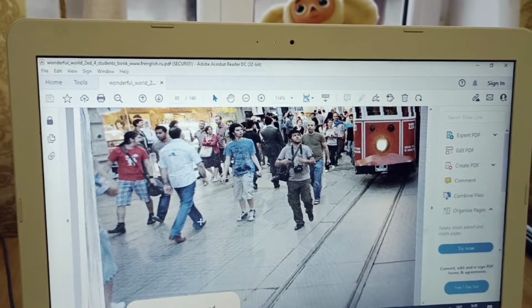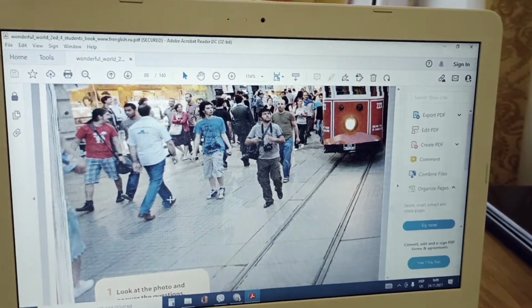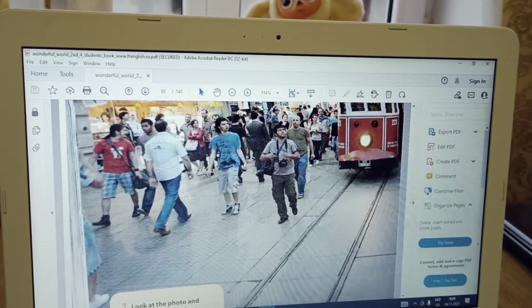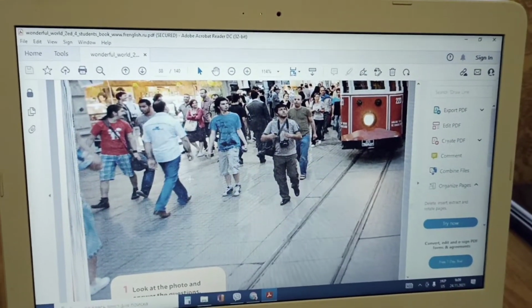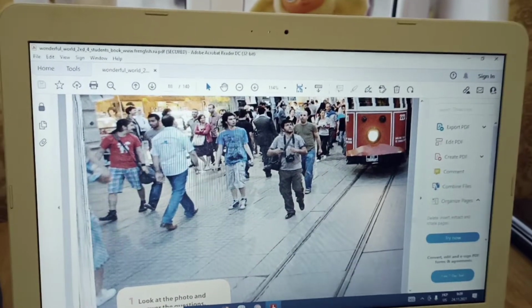Maybe these people who are looking for sightseeing. Exactly, looking for sightseeing. And what is a two way to explore this place?